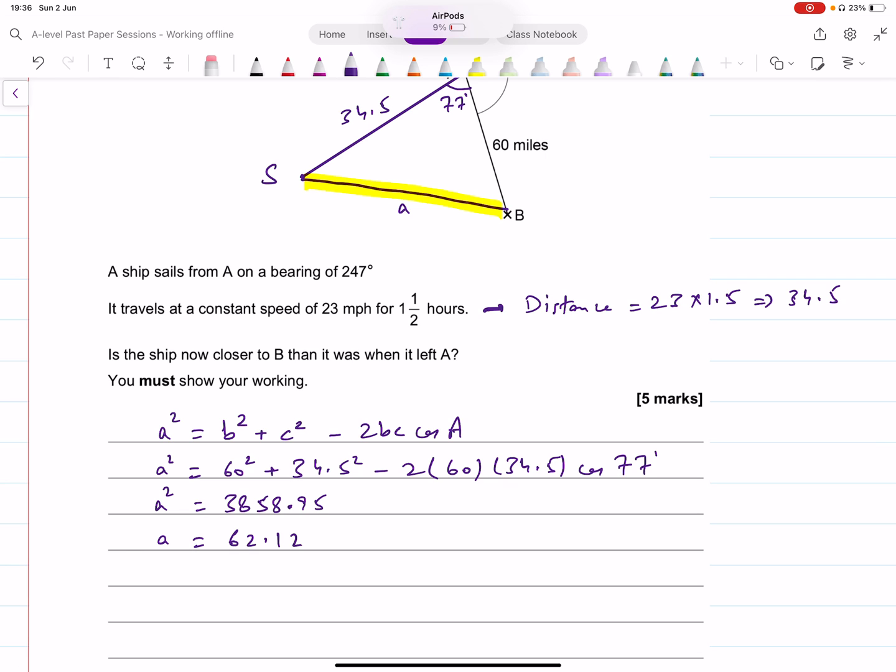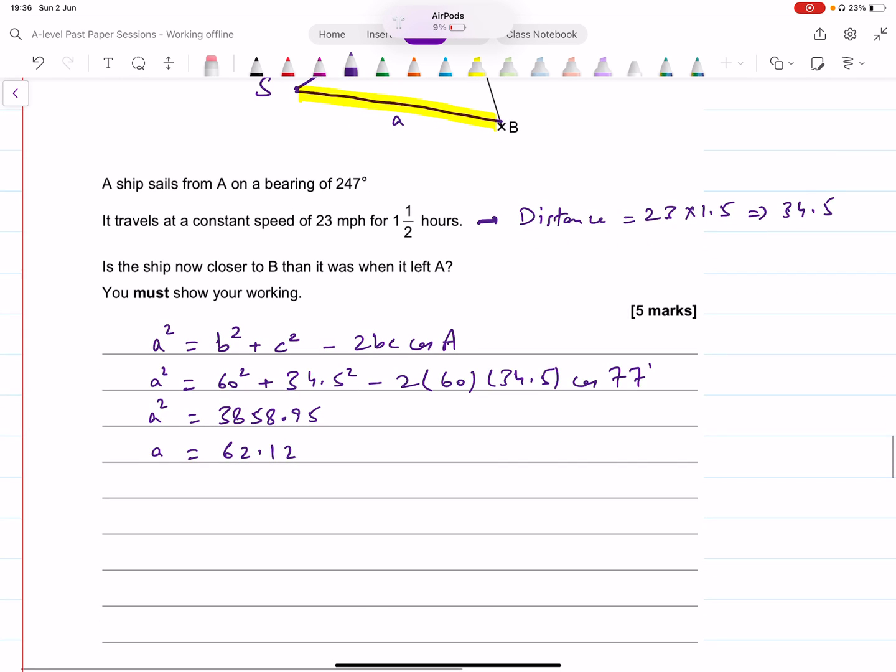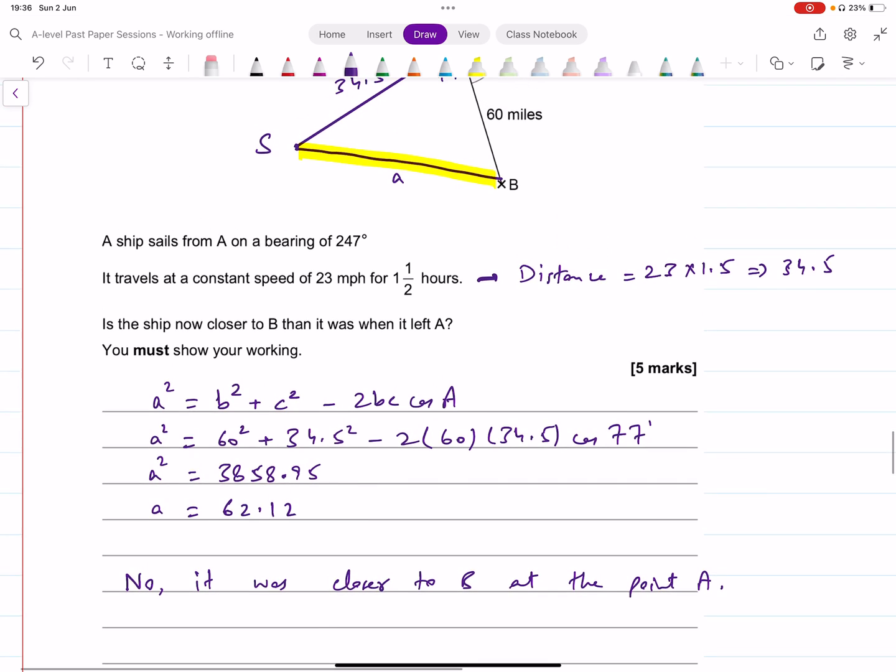What did they ask? They asked us whether the ship is now closer to B than it was when it left A. Well, no. It was closer to B in the beginning. The ship was closer to B at the point A. Now it's not as close, right? Why? Because we know the distance is now 62.12. Earlier it was 60, so it was closer earlier. All right, let's move on.